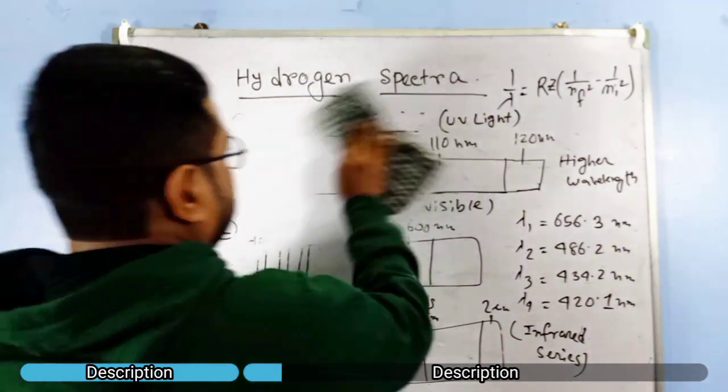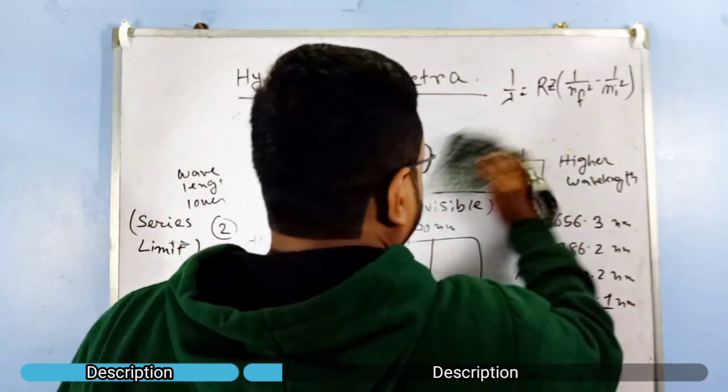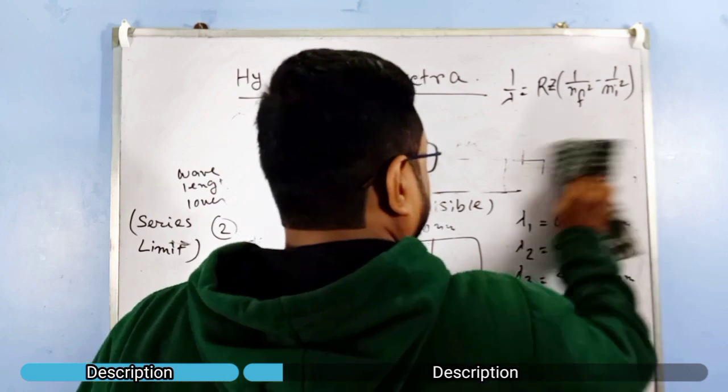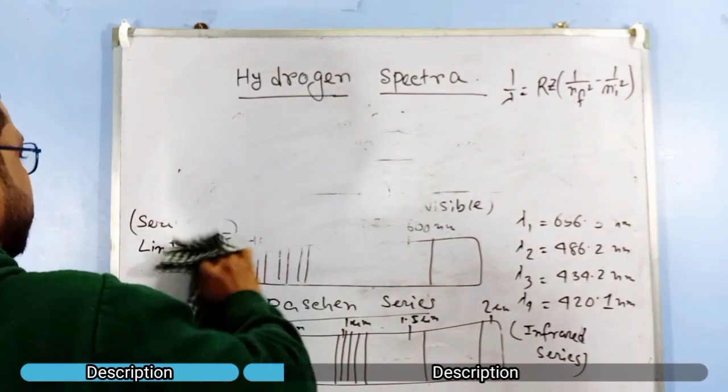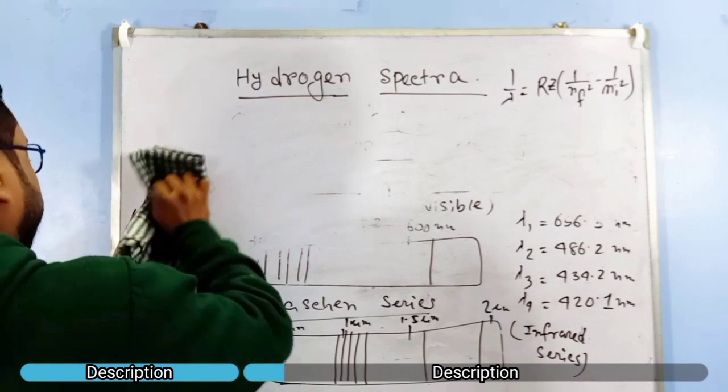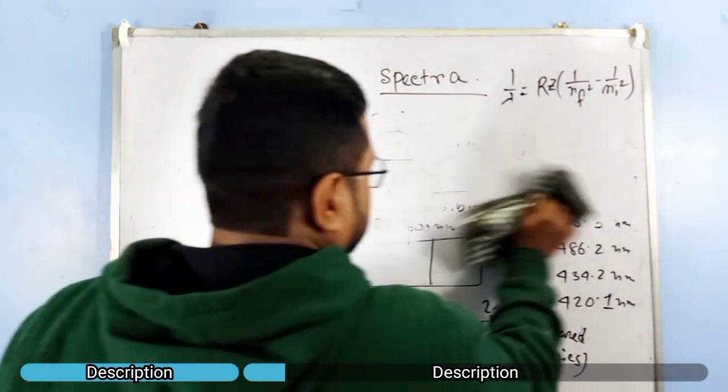So next we go to finding the different values, that is radius, energy, velocity.